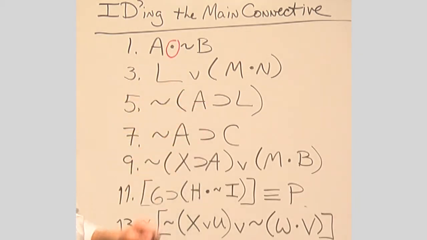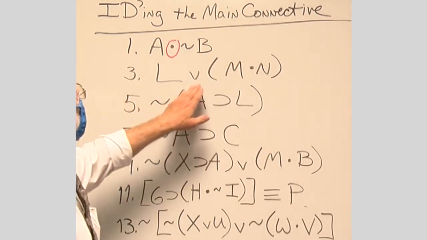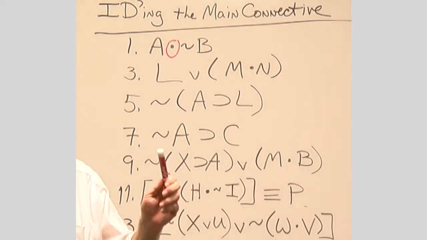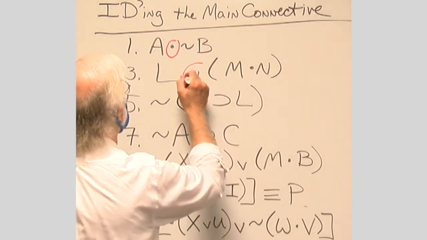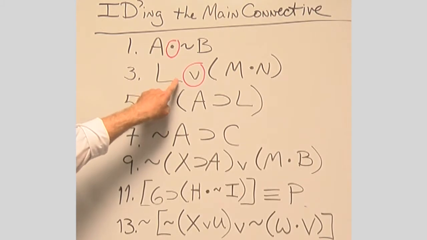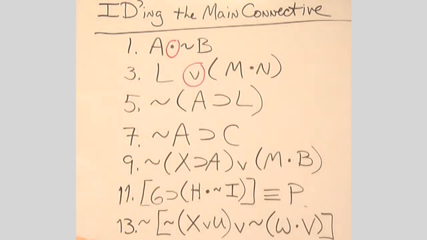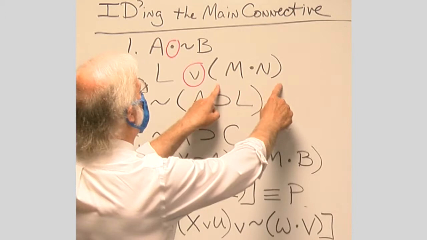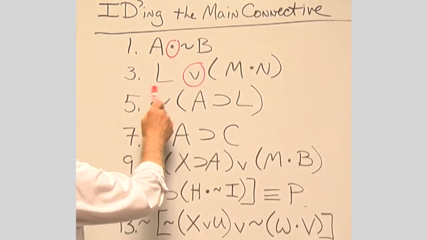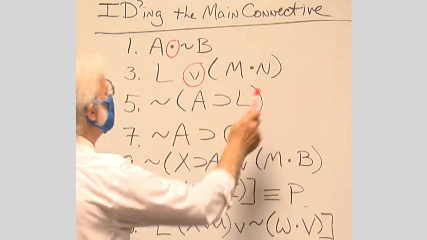Let's take a look at 3. What do you think the main connective is in number 3? Here we have L or M and N. The main connective here is the wedge, correct? Because the left disjunct is simply the letter L, and the right disjunct is the parenthetical formula M dot N. It's grouped together, so it's functioning as a unit. So we've got this unit connected by the wedge to this unit.